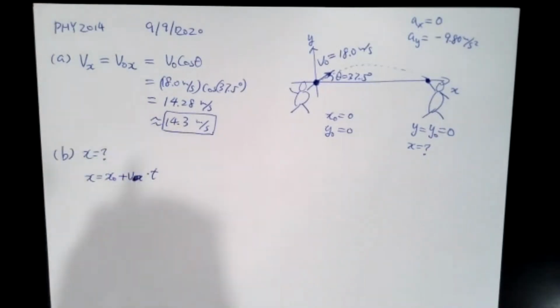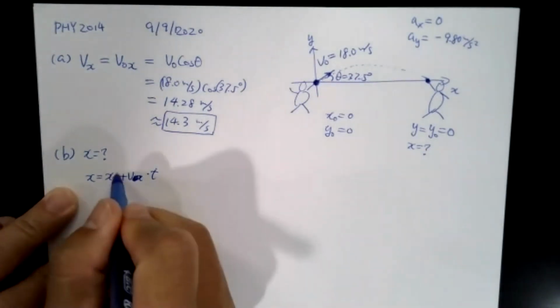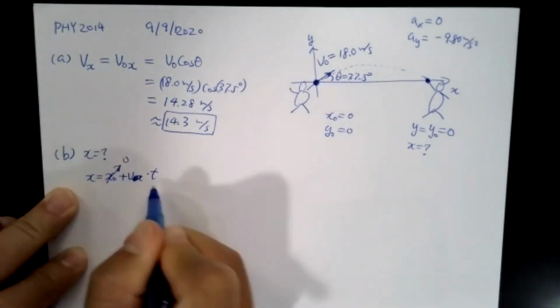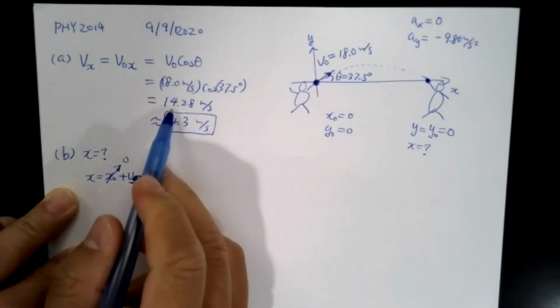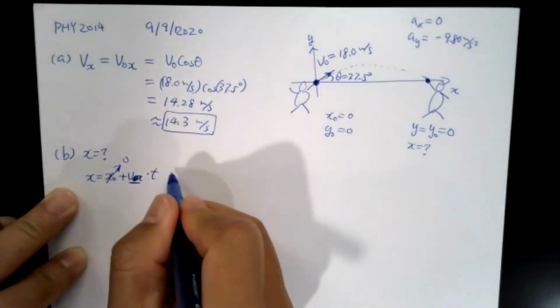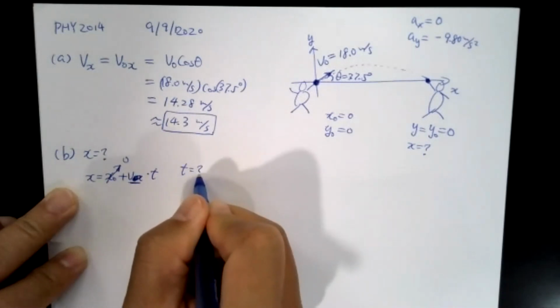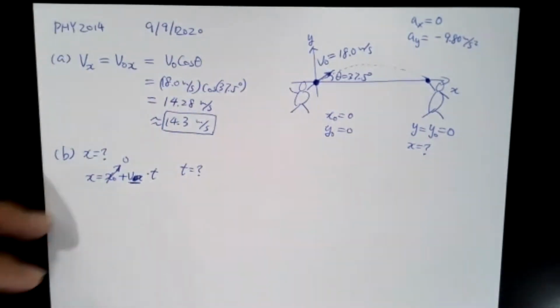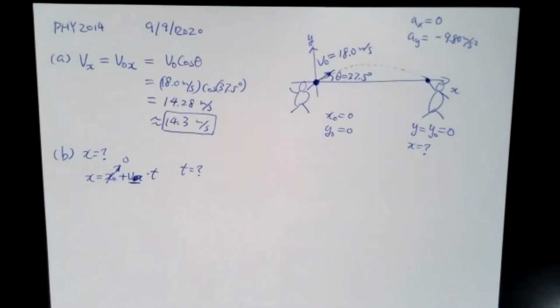So this might be the equation you'll be looking at. You're looking for your final x, your initial is 0, you know that, and you know this, the 14.28. But you do not know t. If you look at the rest of the equations in the x direction, you probably wouldn't figure out t. So as I told you earlier, if you can't figure out t in one dimension, then you turn to the other dimension.